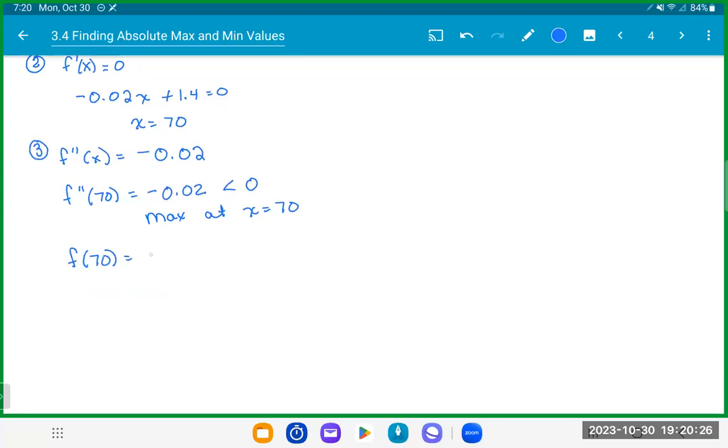Okay, so now let's evaluate our function itself at 70. And so that's going to be negative 0.01 times 70 squared plus 1.4 times 70 minus 30, and that gives us 19. So what that tells me is the absolute maximum is 19, which occurs at x equal to 70, and there is no minimum value on this graph. Okay, questions?